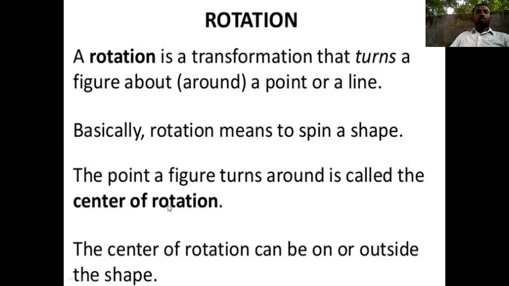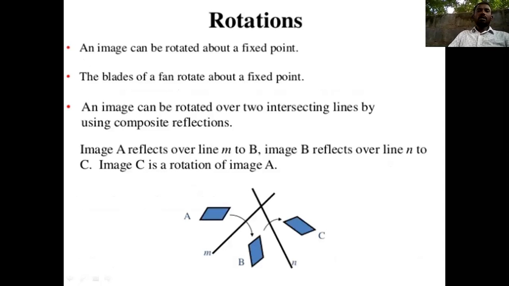The point a figure turns around is called the center of the rotation. The center of rotation can be on or outside of the shape. That is, it can be inside or outside. That is the meaning of rotation. So an image can be rotated about fixed points. See here, an image can be rotated about fixed points.